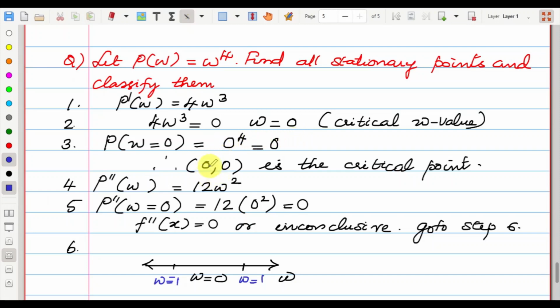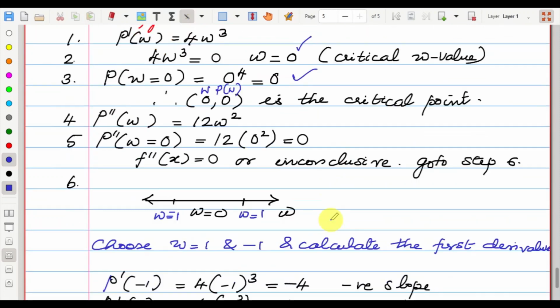So what is our critical point? The W value is 0, the x value is 0. What is the y value? The y value is also 0. So (0, 0) is the critical point. Now the next aim is to differentiate 4W cube. We get 12W square. Equating it to 0, we get 12 times 0 square, which is equal to 0. That means it is the inconclusive condition. So we need to go to step 4.